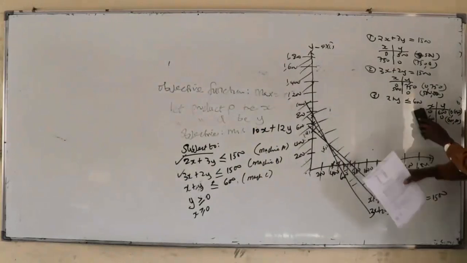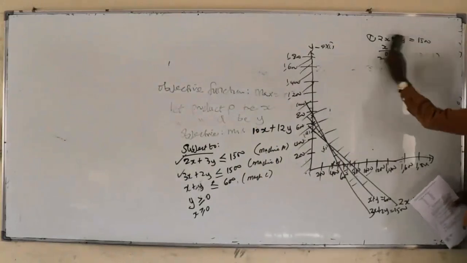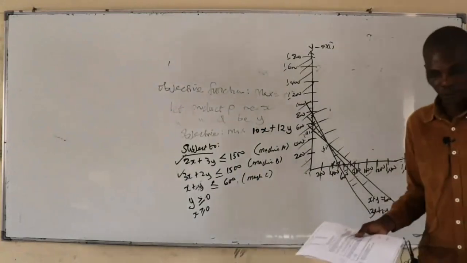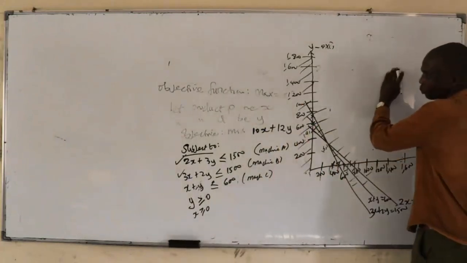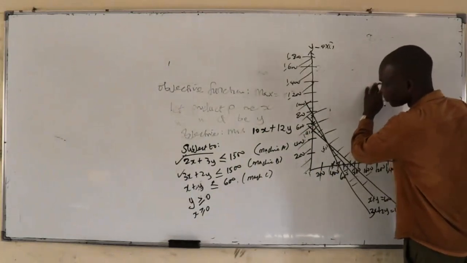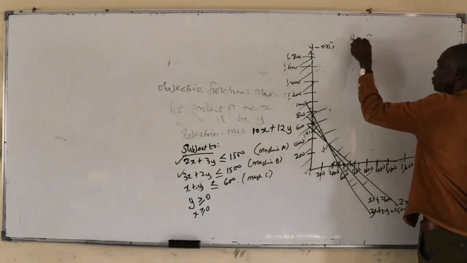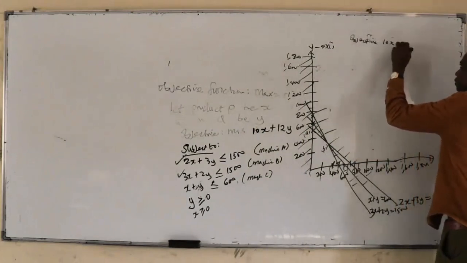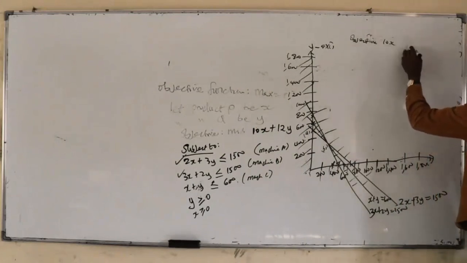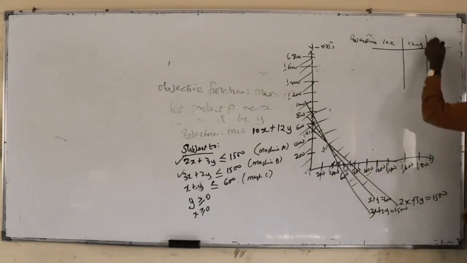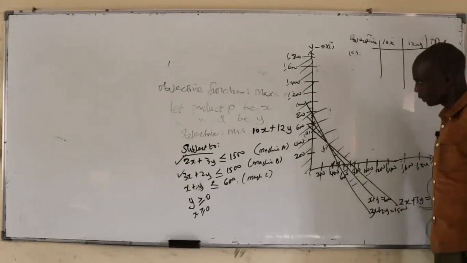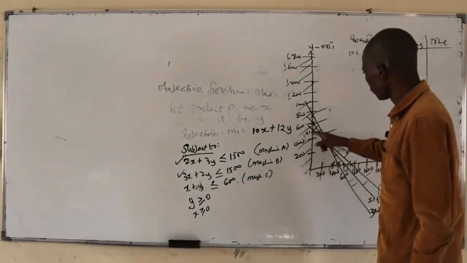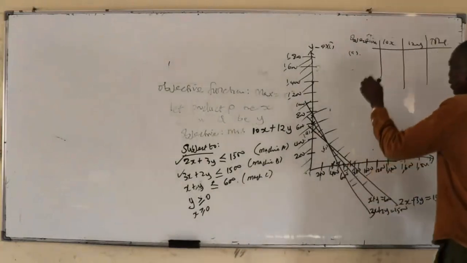So the feasible region usually falls at the corner points, so we use the corner points for purposes of evaluation. So we come here. The objective was to maximize the profit, which was 10x plus 12y. So we want to see the total here. We have point A, and at point A we have 0, 500.